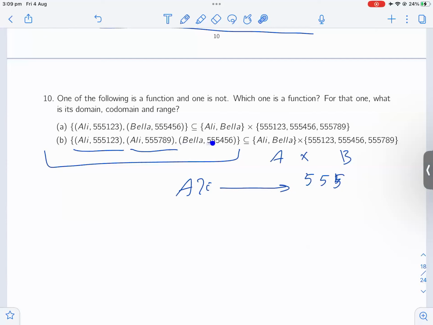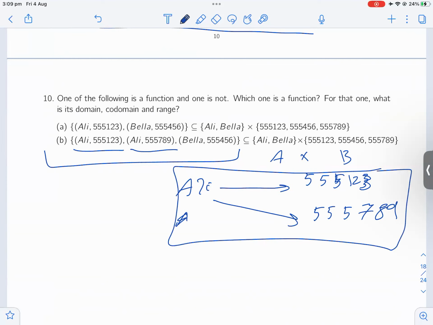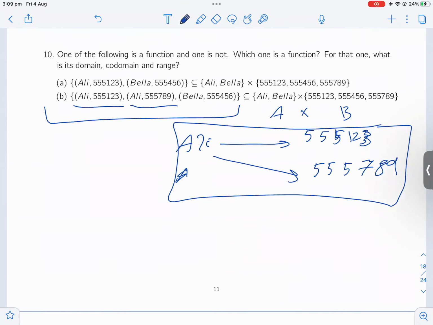A times B, and this is a relation which is a subset of this one. So Ali gives me sometimes this number, and sometimes it gives me this one. So Ali is maybe fooling us. So it's not a function. He or she is not functioning.